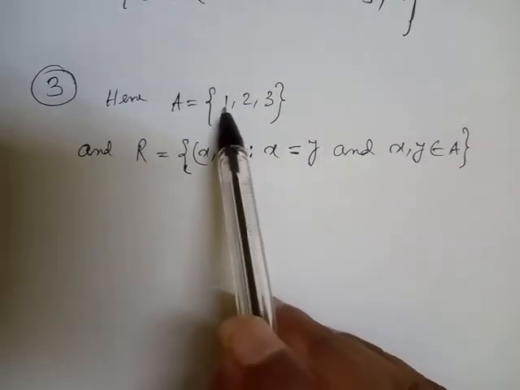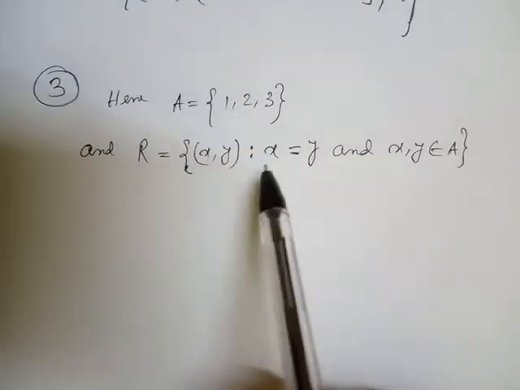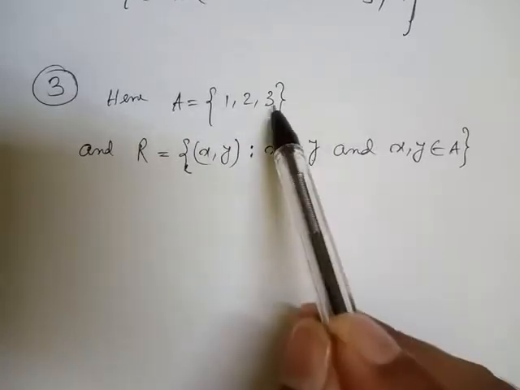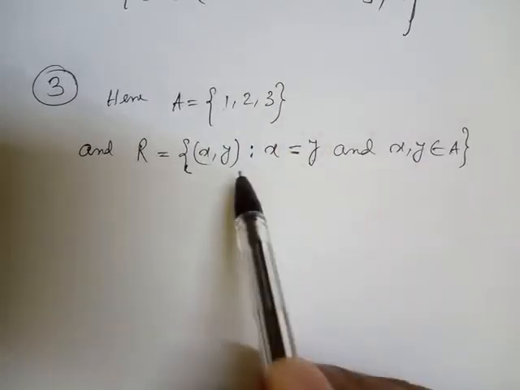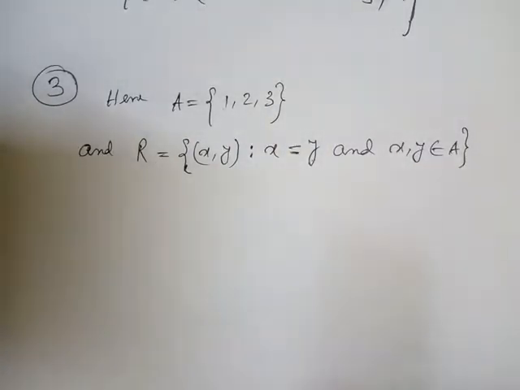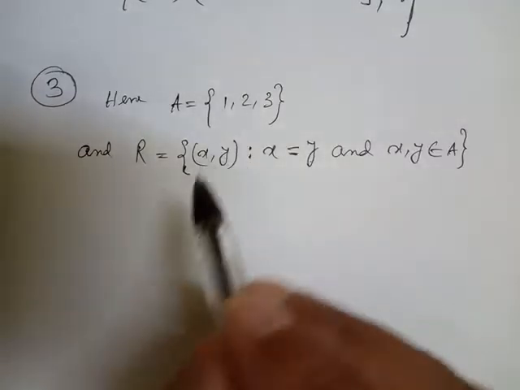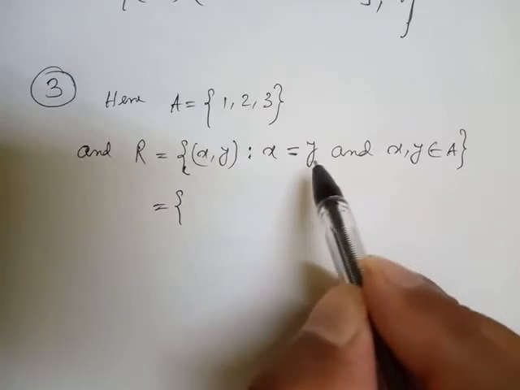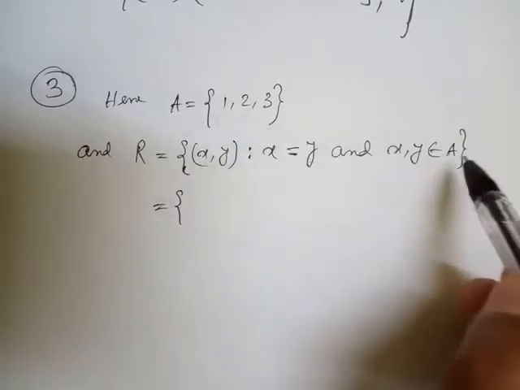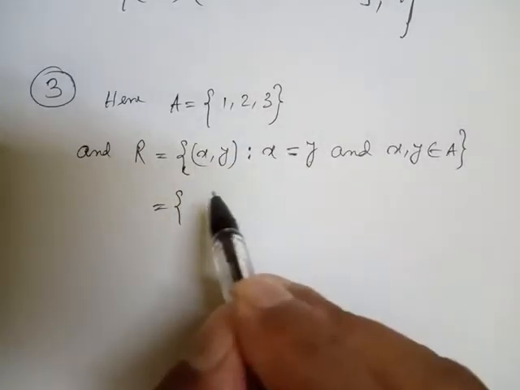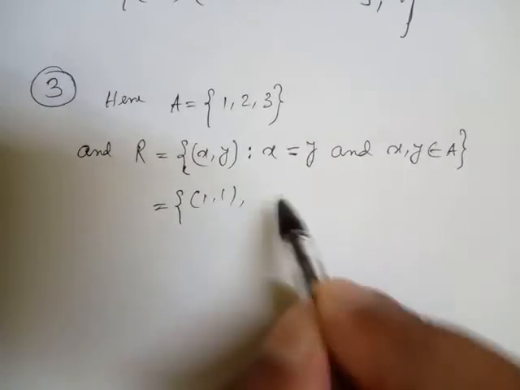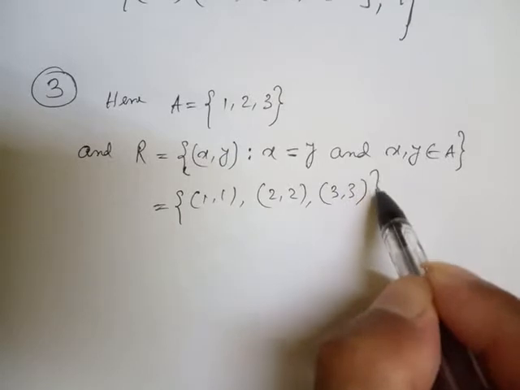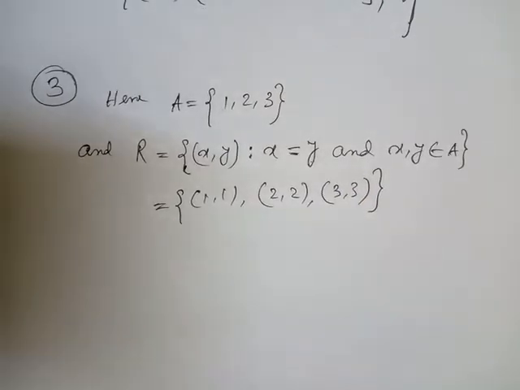So if I take x as 1, y is also 1 because x equal to y. If I take x as 2, y is also 2. x is 3, y is also 3. Then we have to find the relation of this one. So it's very easy actually. I will just write one line here: the condition is given x equal to y and x, y all the elements belong to A only. So I will just write here (1, 1), then (2, 2), then (3, 3). This is the answer of question number 3.